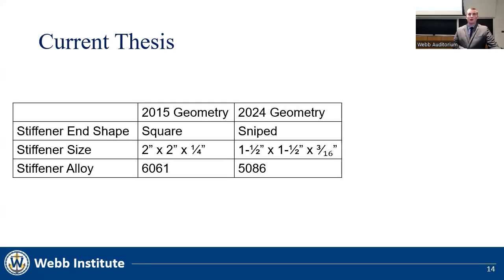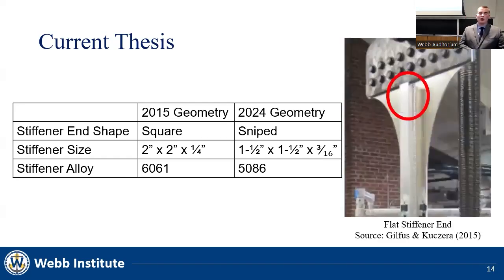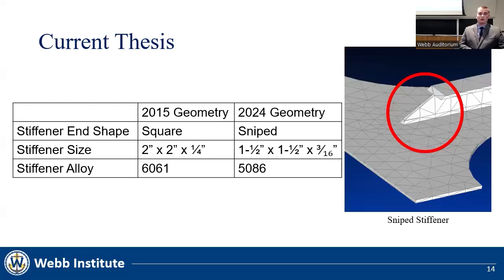First, the end shape. From the 2015 thesis, they had a square end, shown off to the right, and we switched to a sniped end, also shown on the right. Additionally, we reduced the stiffener size, moving from 2 inches by 2 inches by 1/4 inch down to 1.5 by 1.5 by 3/16 inch. And last, we changed the stiffener alloy from 6061 to 5086, which came with a strength increase.